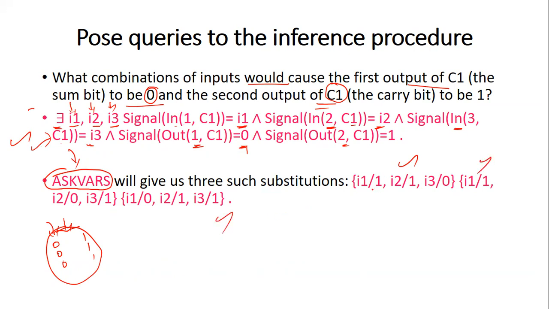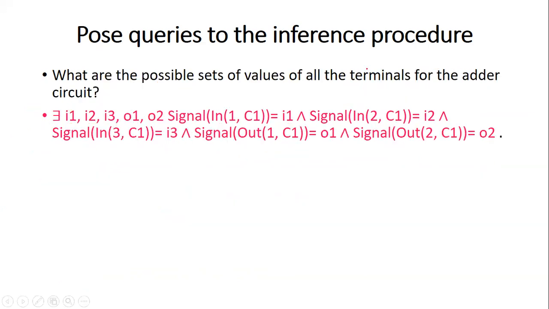So I1 can take 1, I2 1, and I3 0. This is one possible case for which the first output will be 0 and the second output is 1. The second possibility is I1 1, I2 0, and I3 0. Okay. The third possibility is I1 0, I2 1, and I3 1. For these 3 cases, the first output will be 0 and the second output will be 1.